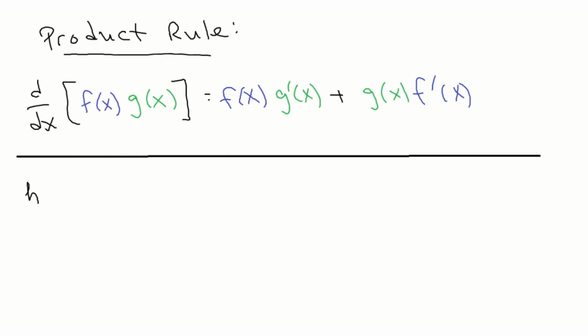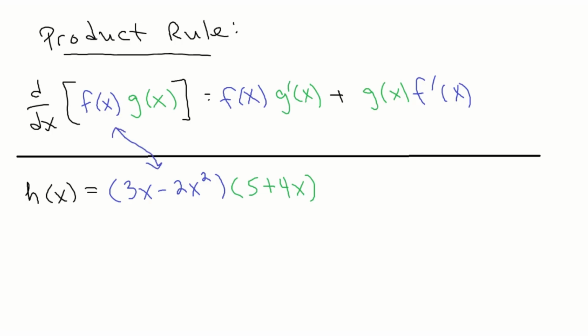Pause the video and find the derivative of h of x equals quantity 3x minus 2x squared times quantity 5 plus 4x. Here we have h of x, which is a product of two functions. Let's say f of x is this first part, 3x minus 2x squared. I'll write that in blue. Let's let the second part, 5 plus 4x, be our g of x. I'll write that in green.